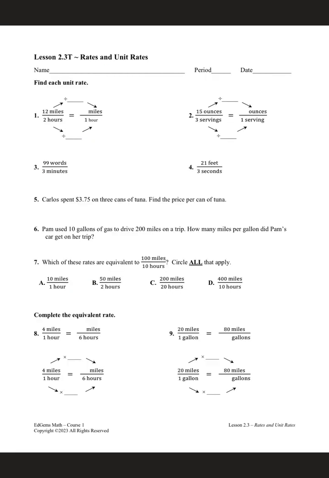All right, so up here at the top, for numbers at least 1 through 4, it tells us to find each unit rate. So remember, to find the unit rate, we're going to divide both the numerator and the denominator by the number in the denominator.